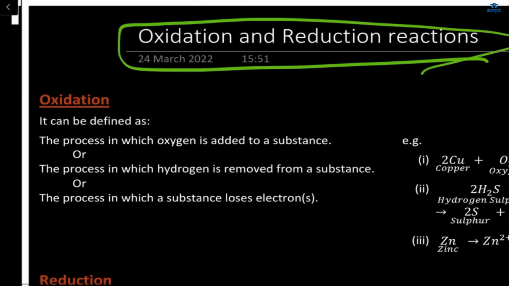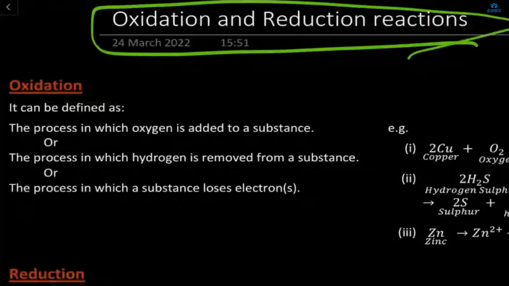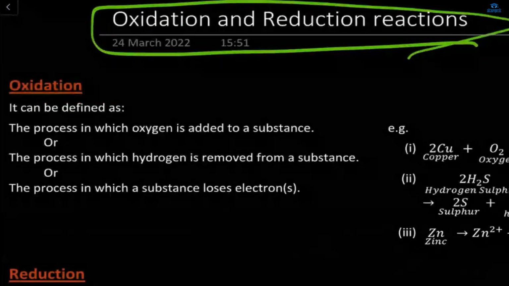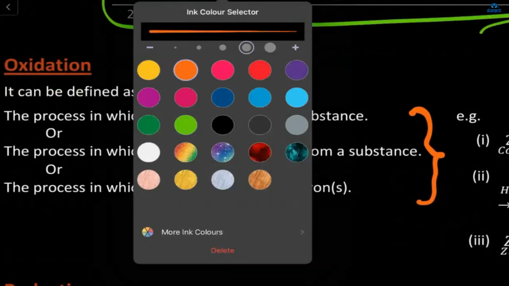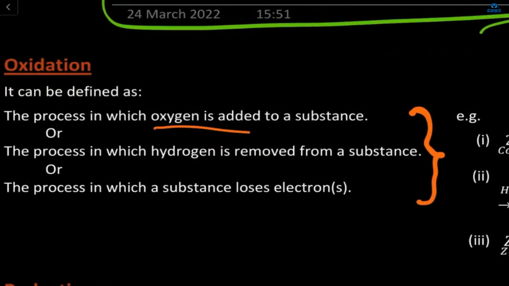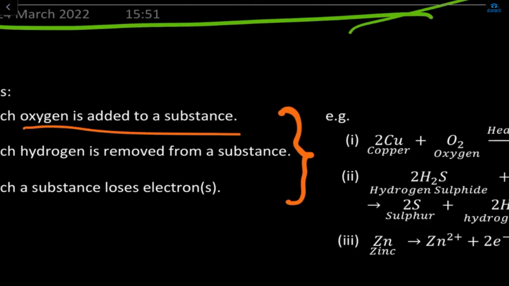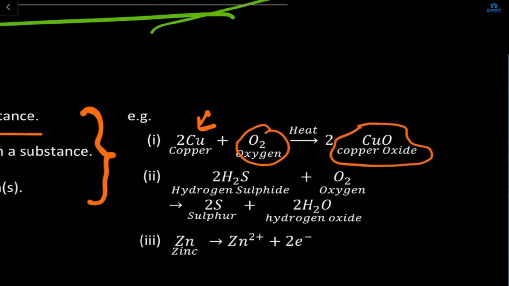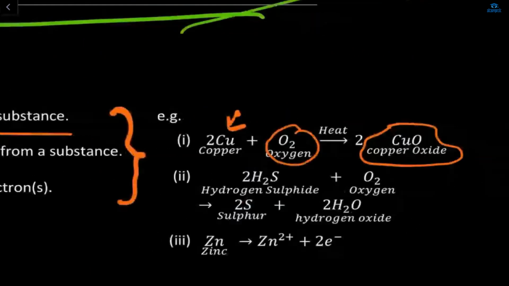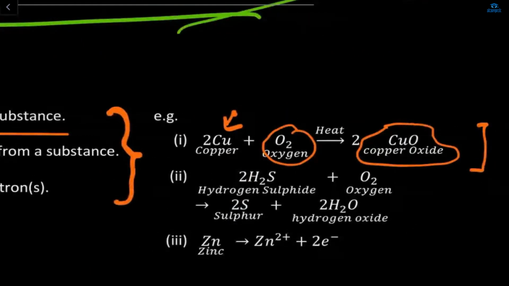Ma'am, oxidation is when oxygen is added to a substance. Hmm, so it can be of three types. First is when oxygen is added to a substance. So in this example, this is copper, and here oxygen is added to the copper. Then what are we getting as a product? Copper oxide. So in the first one, what is happening? The oxygen is being added.